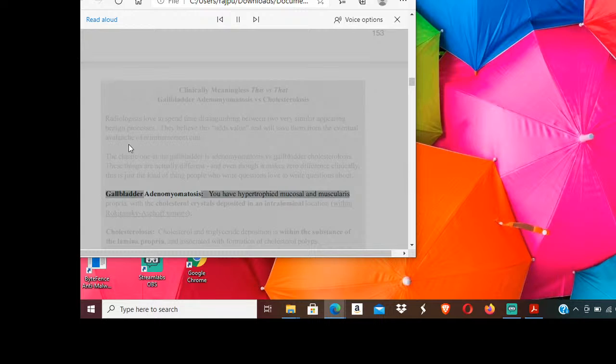Gallbladder adenomyomatosis. You have hypertrophied mucosa and muscularis propria, with the cholesterol crystals deposited in an intramural location within Rokitansky-Aschoff sinuses. Cholesterolosis.